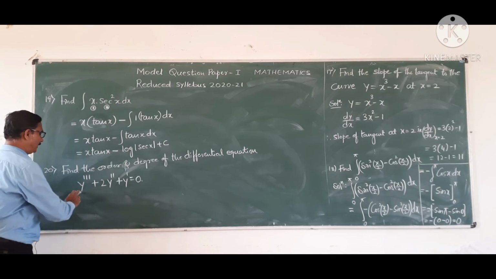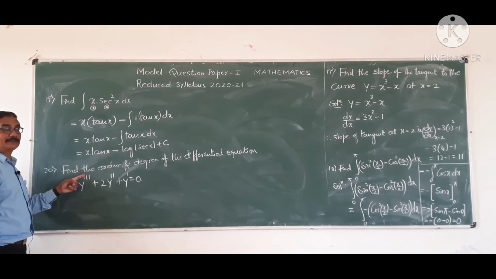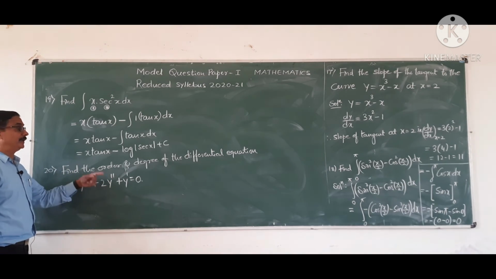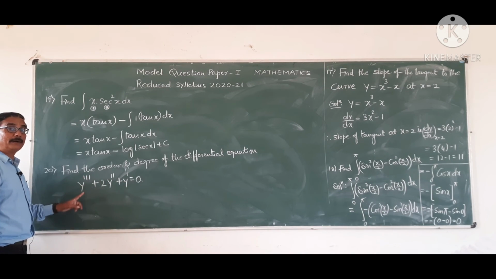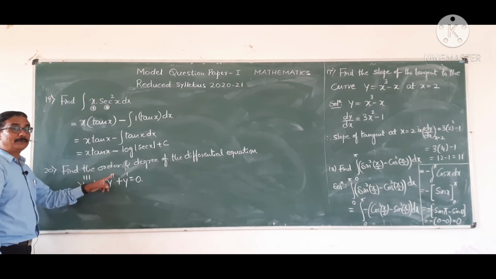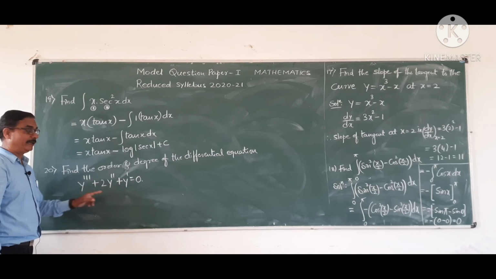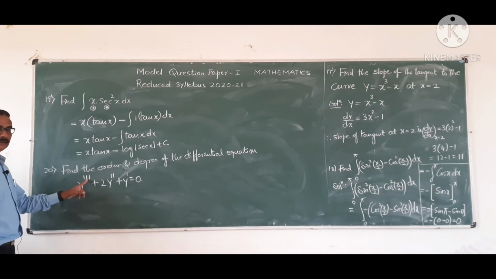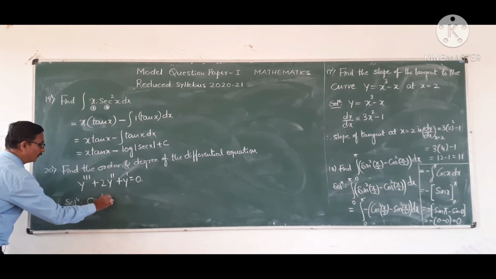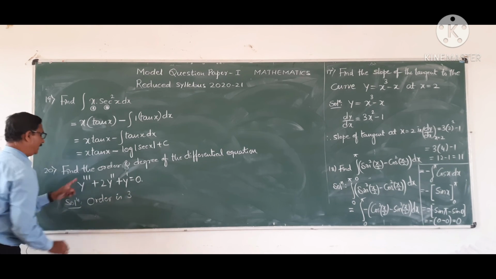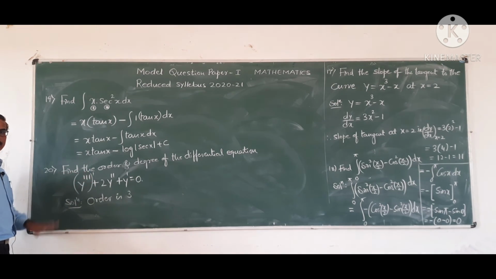Now observe here, y triple dash means d cube y by dx cube, plus 2, y double dash means d square y by dx square, plus y dash means dy by dx. In this, which is the highest order? This one. So the order of the differential equation is 3. Highest order is 3. What is the power of this highest order derivative? 1. If nothing is written, it is 1.